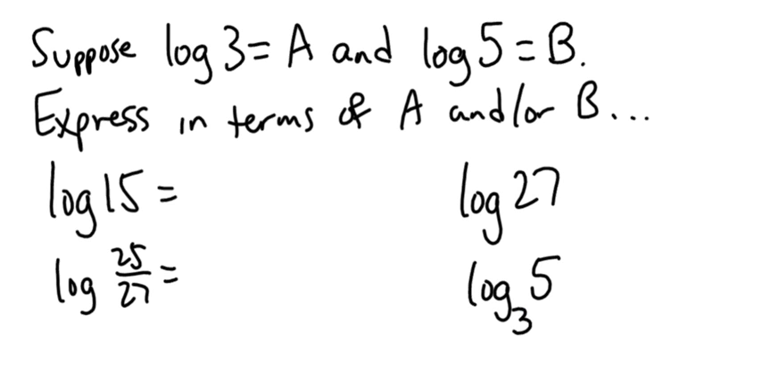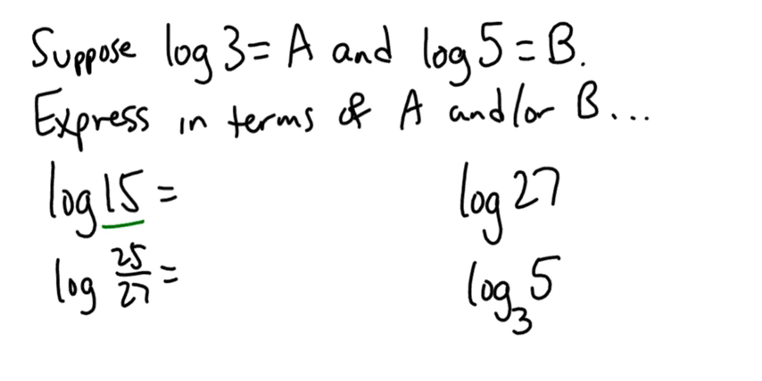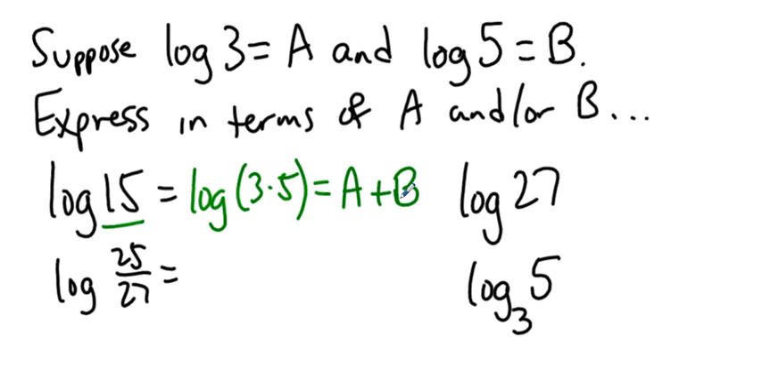So what do I have here? I've got the log of 15. How do I get a 15 from a 3 and a 5? I get a 15 by multiplying 3 and 5. And if I multiply the 3 and the 5, I add their logs. Their logs add, because when we multiply powers of the same base, we add the logs.